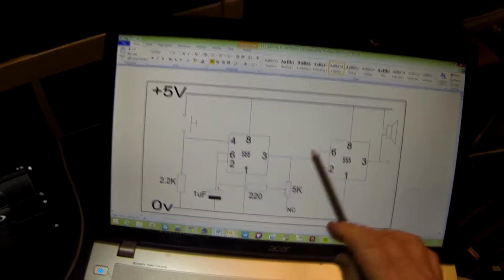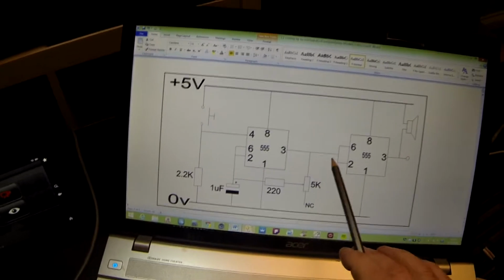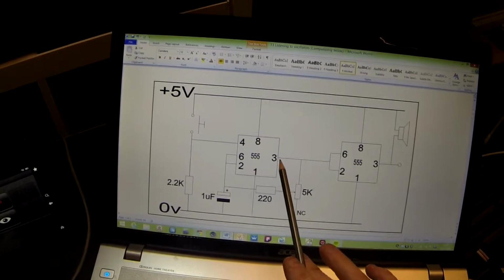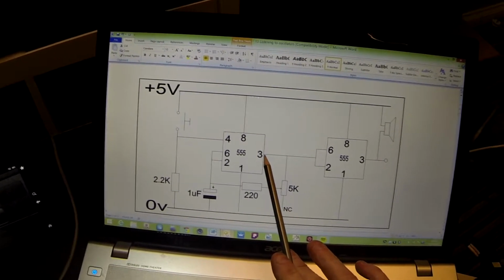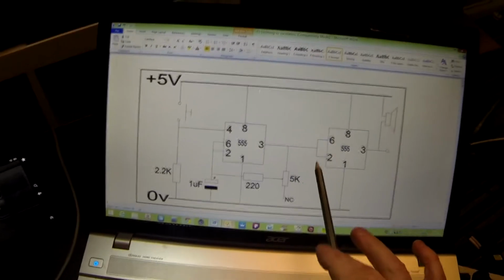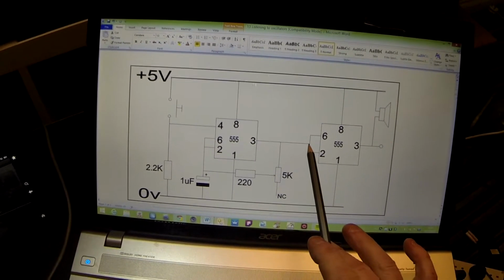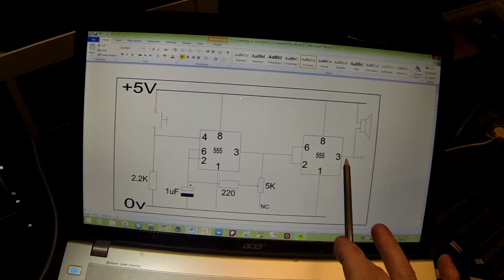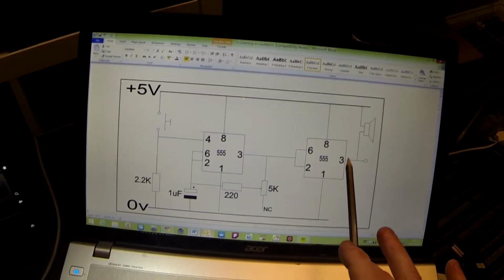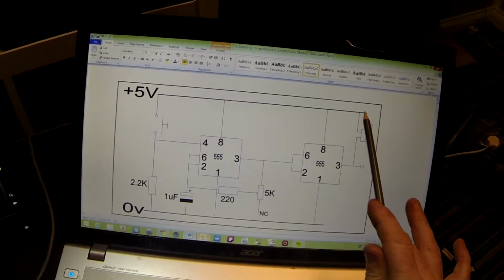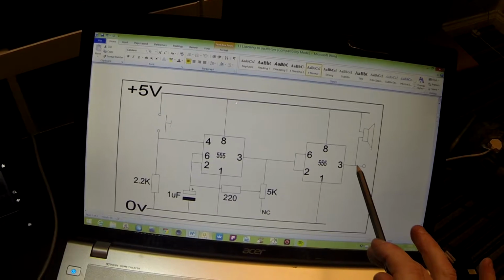If we remember, the IC buffer is an inverting buffer. So what we're saying is that when the output from this pin 3 is high, the input to this 555 buffer is also high, which means the output of this pin 3 must be low. And when this output is low, because the loudspeaker is connected high, then the loudspeaker is on.